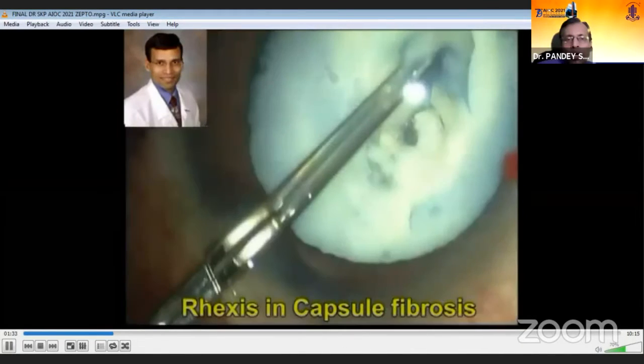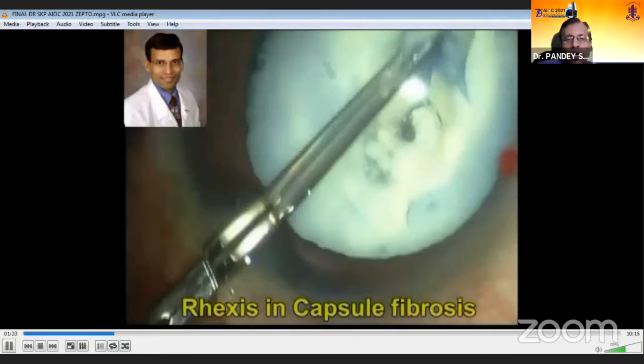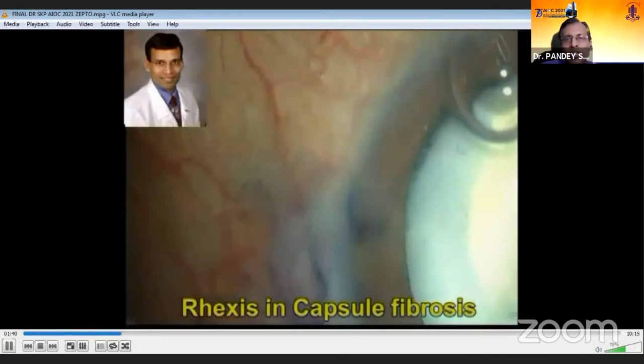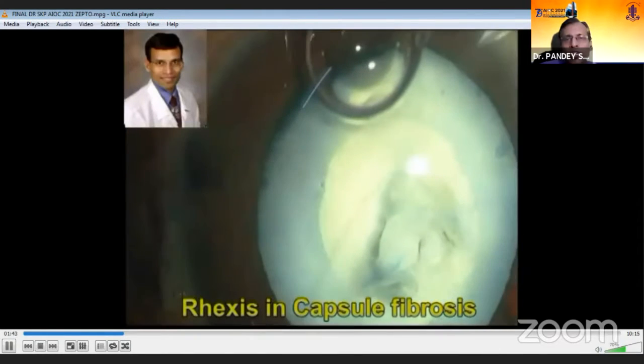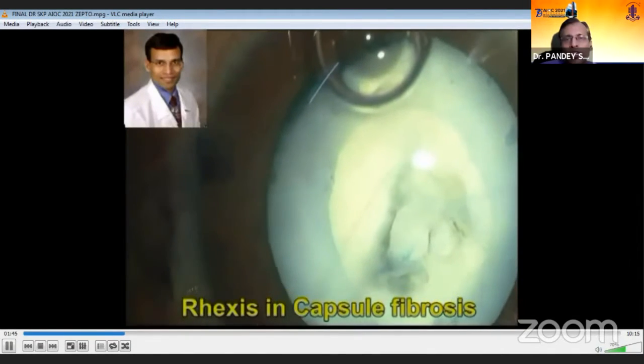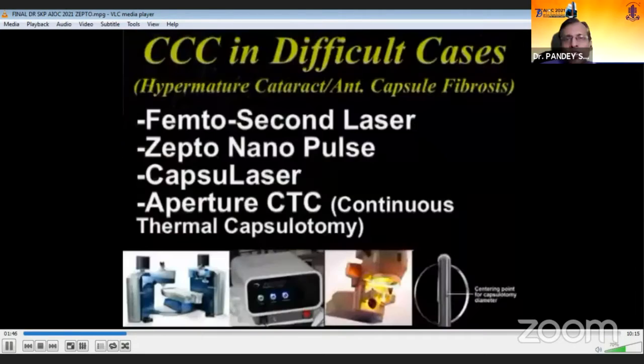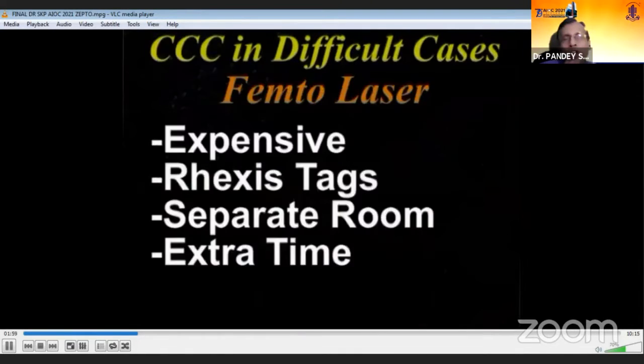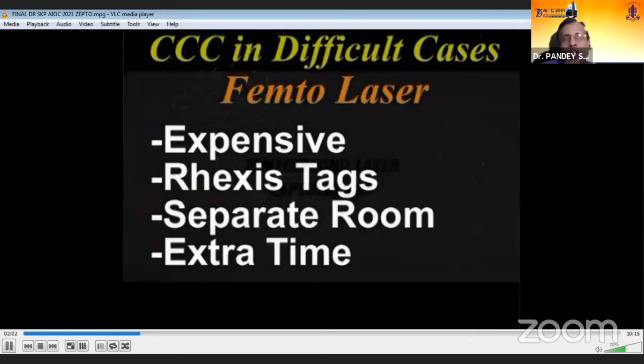In cases of anterior capsule fibrosis, one can use the Vannas scissors and the capsulorhexis forceps, which can help to achieve capsulorhexis in capsule fibrosis cases. Now we have several tools available to us in cases of difficult cataract surgery for doing capsulorhexis, which include femtosecond laser, Zepto nanopulse technology, and some other recent experimental devices.